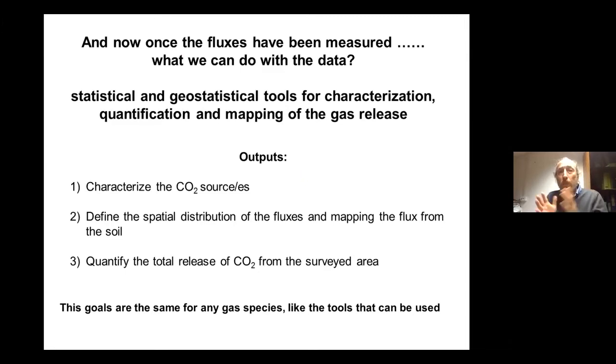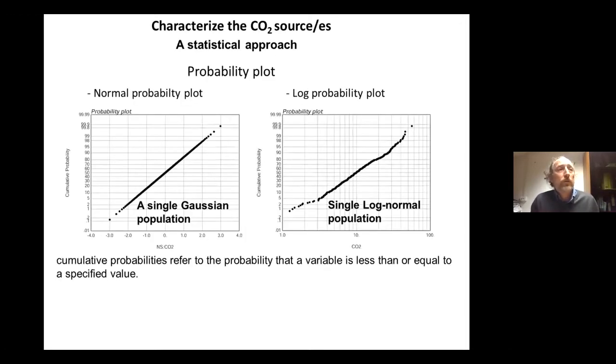So we have seen something about the methods that we can use, and now once we have measured the fluxes, what can we do with our data? We need to use some statistical and geostatistical tools for the characterization of the source of the gas, the definition of the spatial distribution and mapping of flux from soil, and to quantify the total release of the gas. Here I'm talking about carbon dioxide, but this method can be used for all gases. One of the most used statistical techniques for investigating the source of the gas and characterizing the gas is, for example, the probability plot.